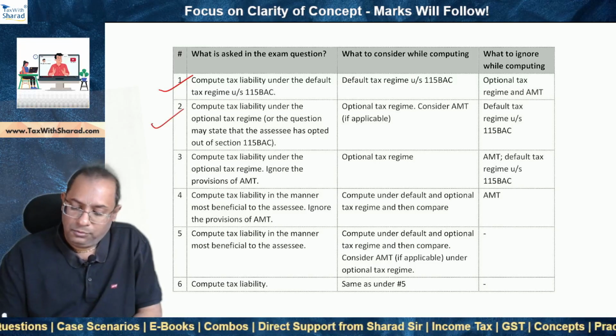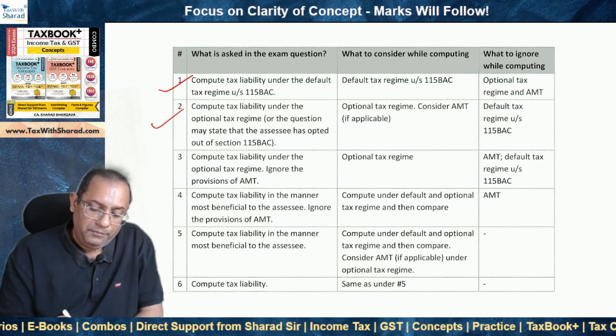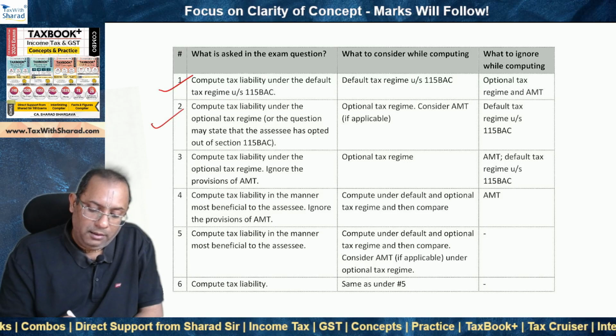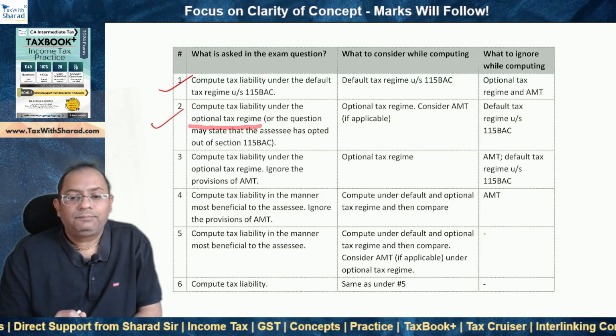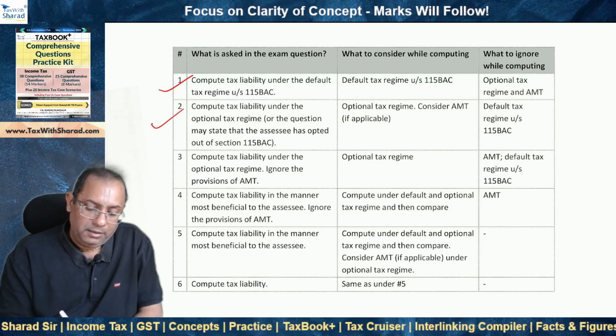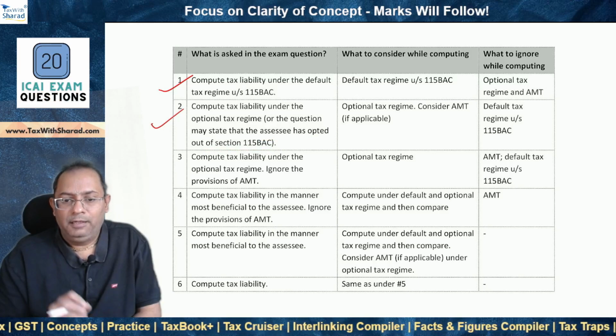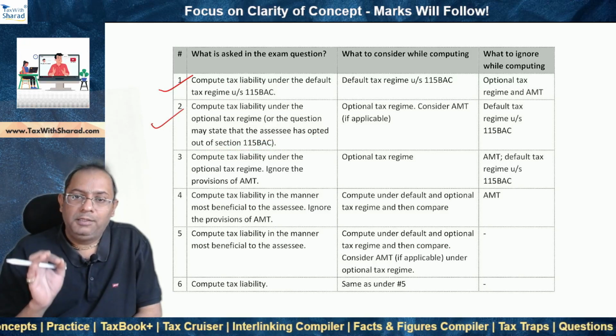Now we move to the second kind of question which may be asked. In this case, the question may ask you to compute tax liability under the optional tax regime, or alternatively the question may state that the SSE has opted out of section 115BAC. It means one and the same thing.